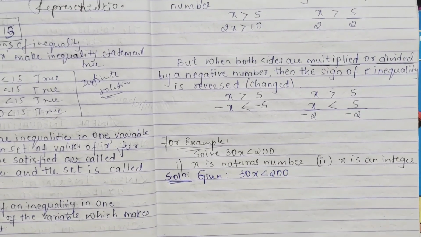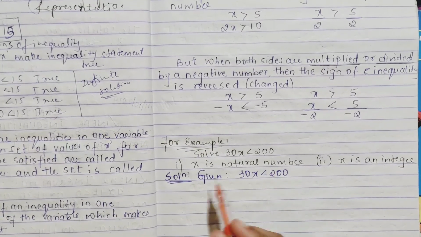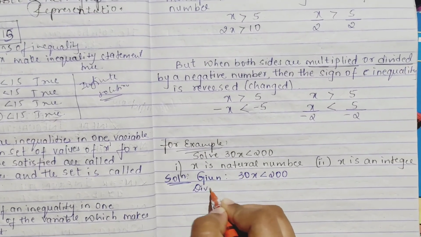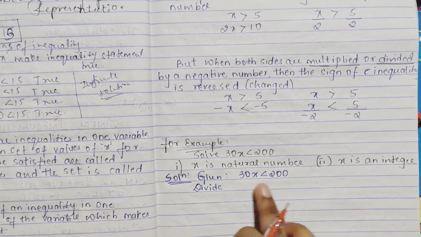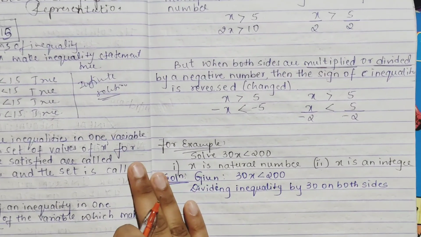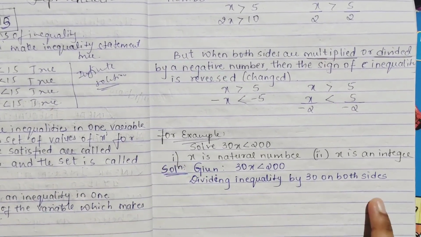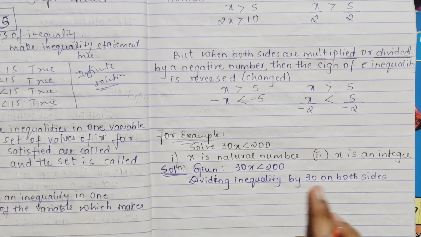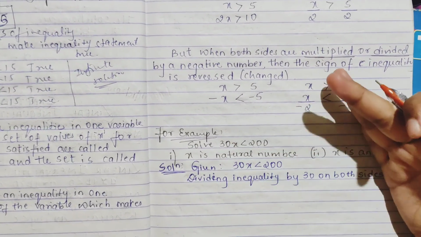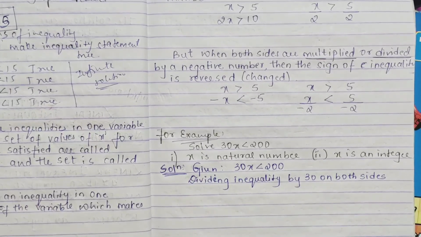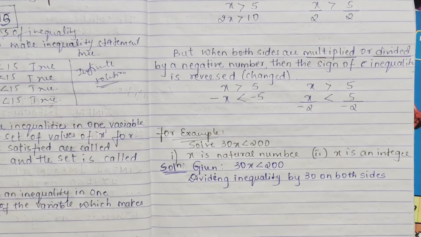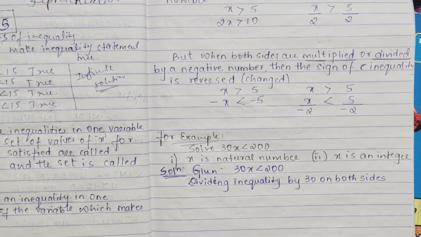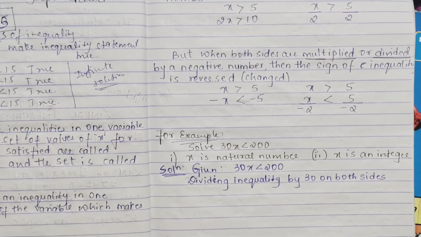So 30x less than 200, we have to solve for x. So what do I have to do? Divide throughout by 30, dividing the inequality by 30 on both the sides. Now why am I writing all this? Because we are solving this inequality problem. Or else, it is actually similar to solving your equations. We have solved so many equations.